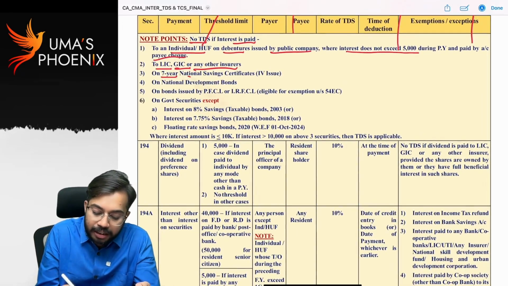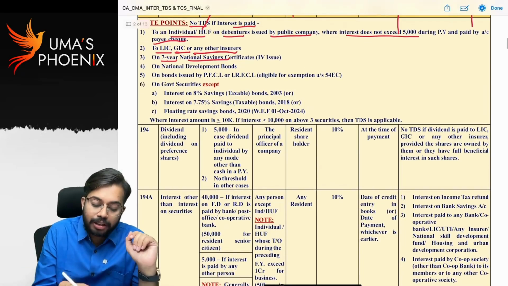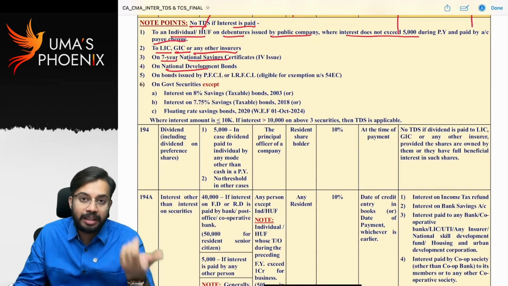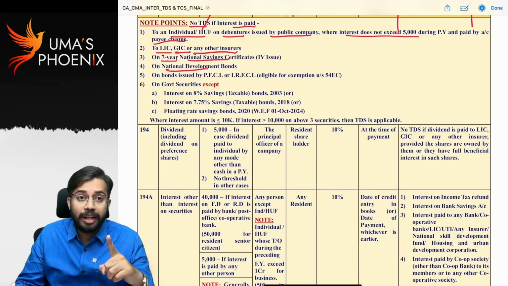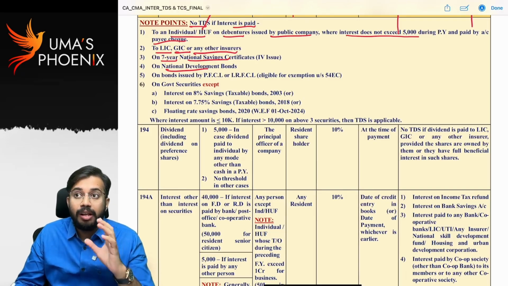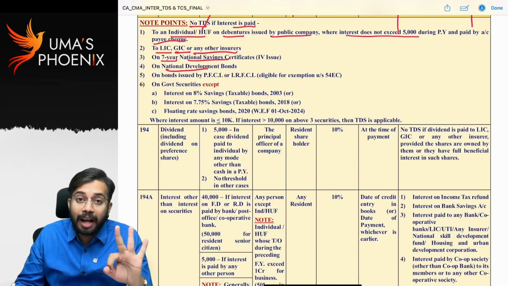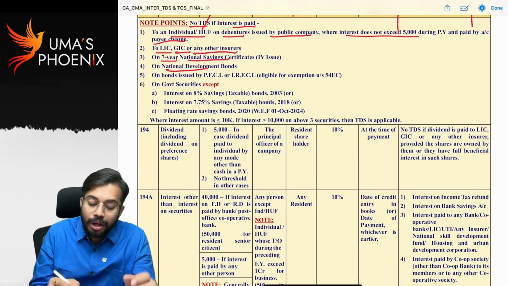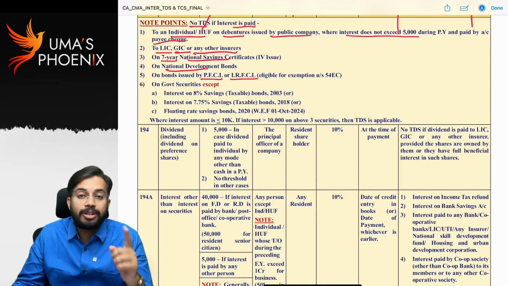Similarly, on 7-year national savings certificates, if any interest is paid, no TDS is required to be deducted. Next, on national development bonds, if any interest is paid, TDS is not required to be deducted. Do you remember 54EC? I discussed in the capital gains chapter that reinvestment should be made in RECL bonds, NHAI bonds, Power Finance Corporation bonds, or Indian Railway Finance Corporation Limited bonds. If interest is paid on Power Finance Corporation Limited bonds or Indian Railway Finance Corporation Limited bonds, no TDS is required to be deducted.